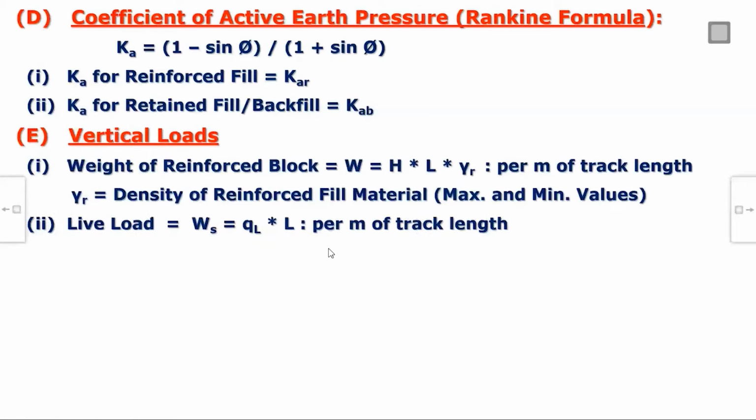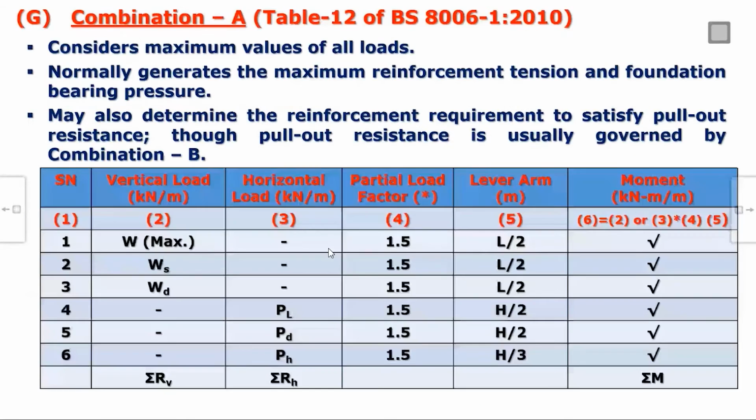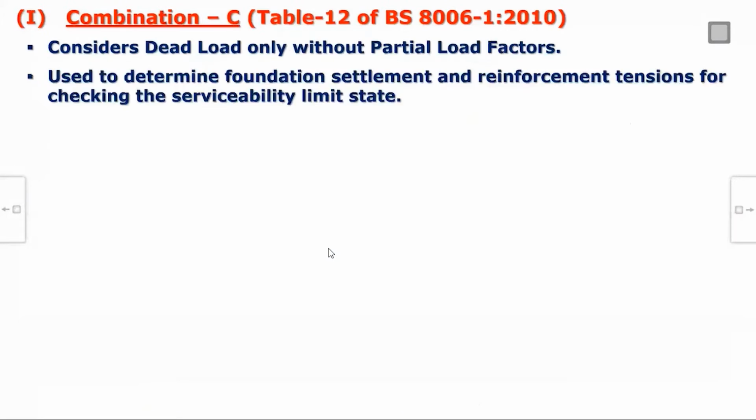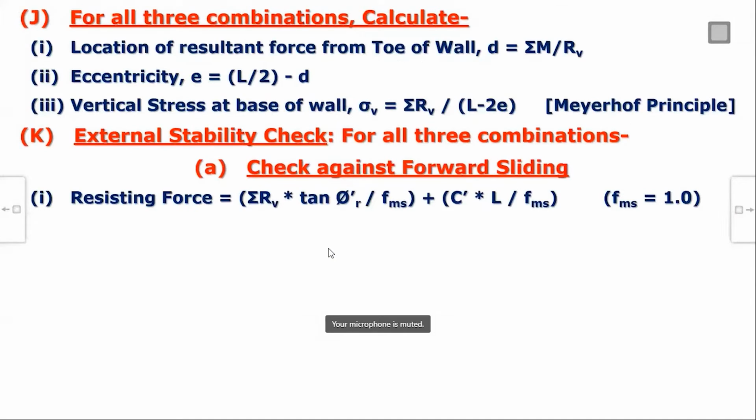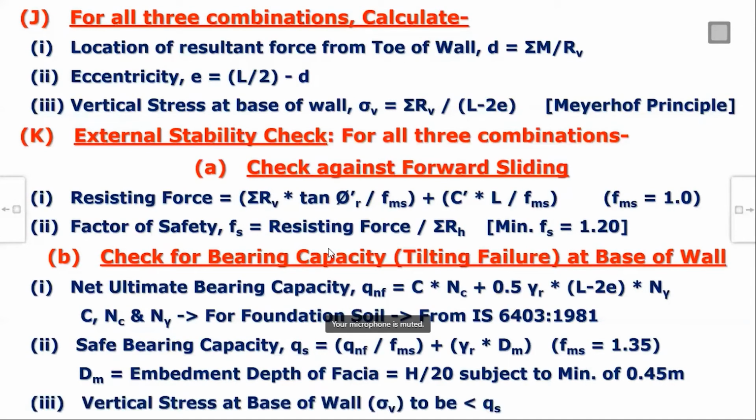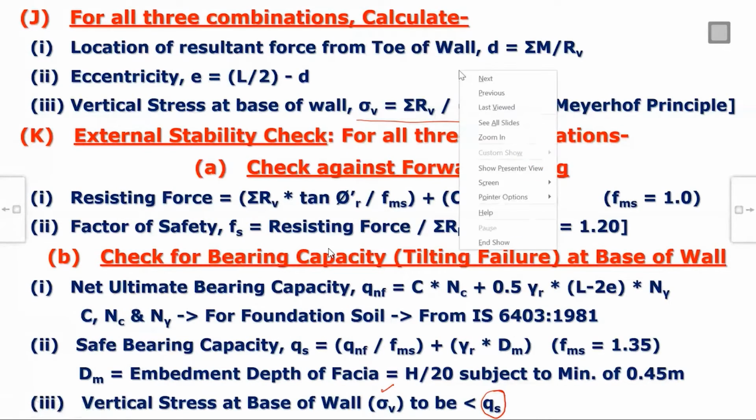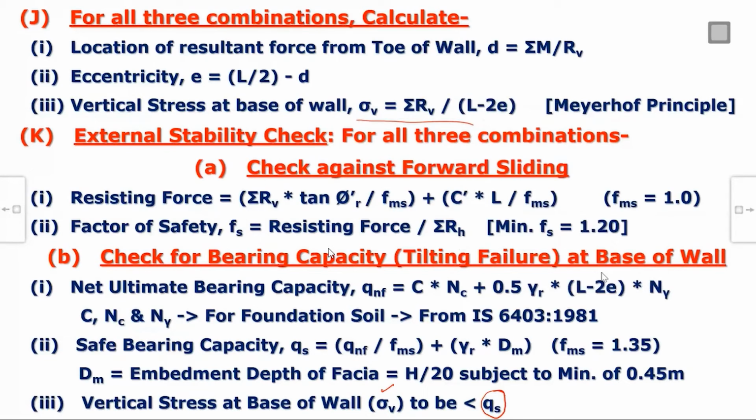dead load, live load, vertical load, A, B, C, then this we forgot. The vertical stress at the base of the wall, that is sigma V, we have already calculated here. This should be less than QS, your safe bearing capacity. Whatever QS you are calculating, it must be less than the safe bearing capacity. Okay, so this is the check for bearing capacity.